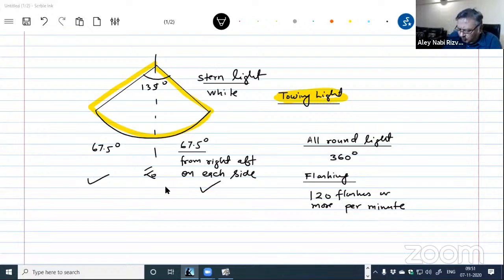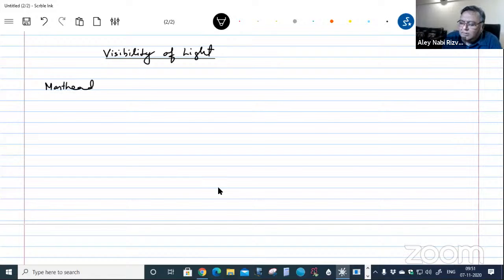Now, I am going to summarize. It's a lot of detail, and some of the detail may not be required at this stage. We need to understand the visibility of light. The best way to understand the visibility of light is to have some categories. Let's talk about the masthead light, then we have side lights, and then we have the stern light.